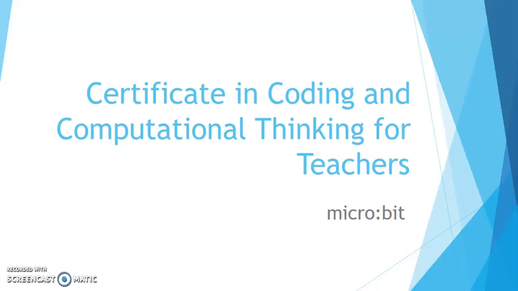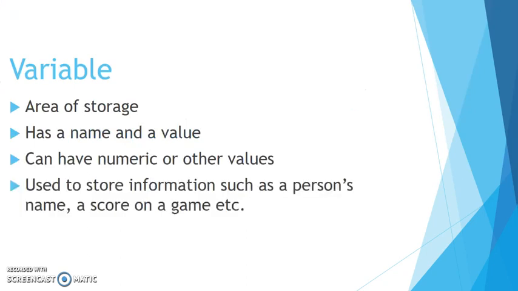So in this screencast, we're going to look at variables in the microbit. So when we're talking about variables, what do we mean? Well, a variable is an area of storage. It has a name and a value, and it can have numeric or other values. So you can have a number of different types of variables.